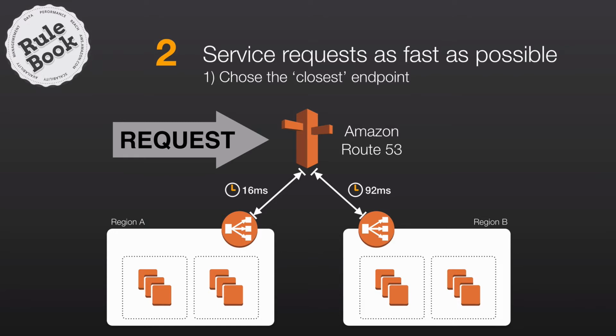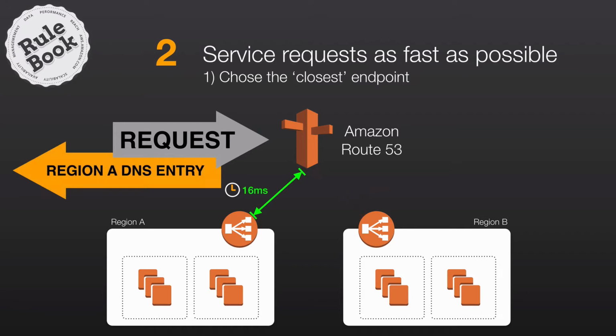And it's observing here that region A returns latency of 16 milliseconds and region B returns latency of 92 milliseconds. So when that request comes in, there's a quick check made, and the region A DNS entry is returned back to that requester, because that's the endpoint which is going to offer that customer the most consistent and best performance to access your website or application. And that's how the LBR function of Amazon's Route 53 DNS service works.